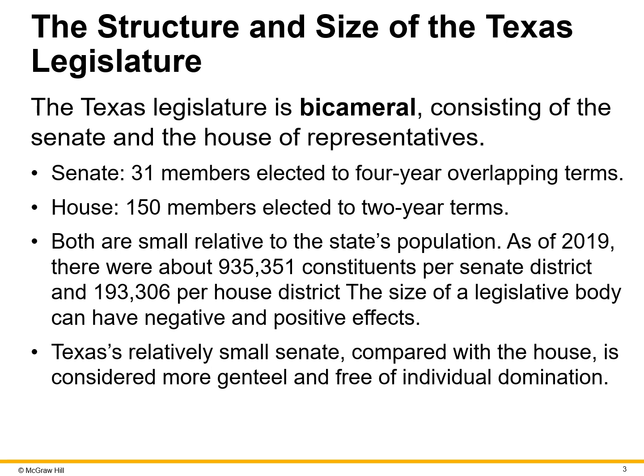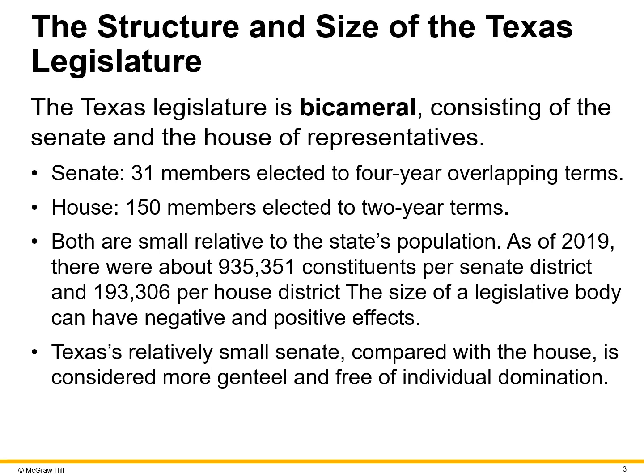Let's talk about the size and structure of the Texas legislature. The Texas legislature is bicameral, consisting of the Senate and the House of Representatives. Remember, bicameral means two. The Senate consists of 31 members elected to 4-year overlapping terms. The House has 150 members elected to 2-year terms. So as soon as you get elected, you start running again.